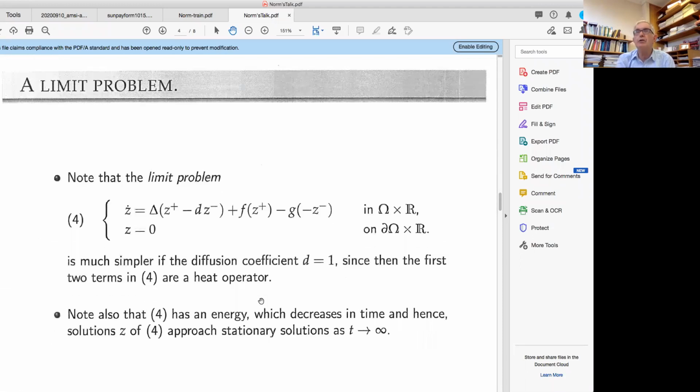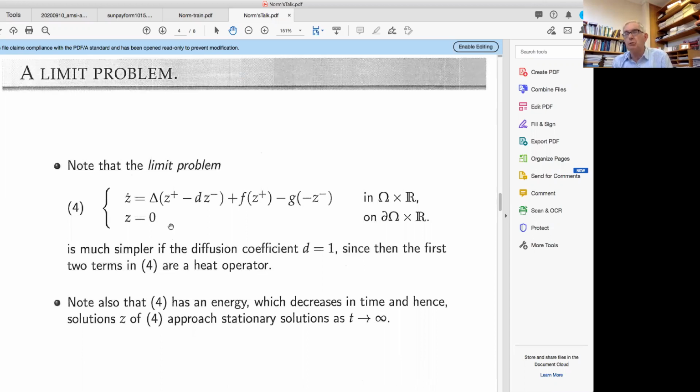Now, it turns out there's also a limit problem, which gives us a chance. I'll write it down, then say what it is. The limit problem is z dot equals Laplacian of z plus minus d z minus. By the way, z plus is the positive part of z, which I should have said earlier, and z minus is the negative part of z. Plus, then there's plus f z plus minus g minus z minus. And there's a mistake here: it's z equals 0 on the boundary, not z minus 0. There's a typo somewhere on the line.